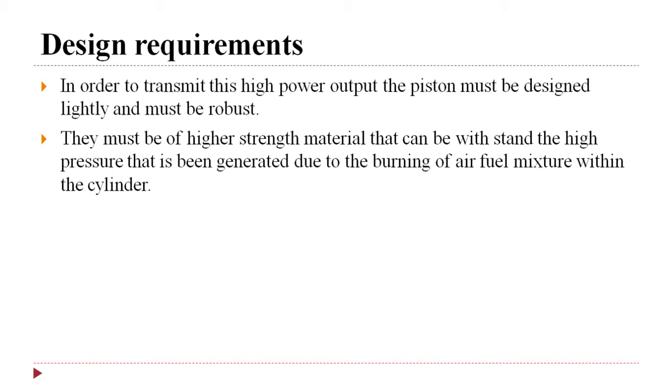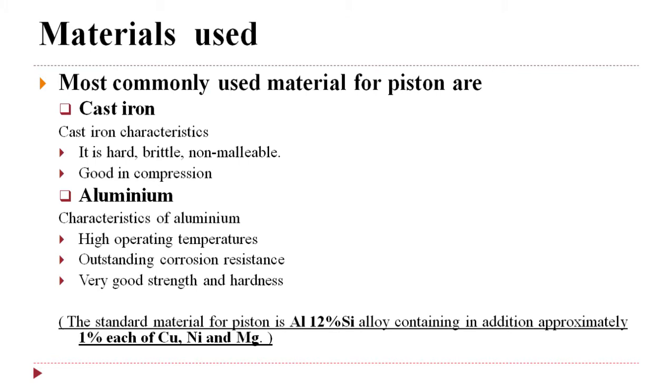The next step is material used. Most commonly used materials for pistons are cast iron. The properties of cast iron are like it is hard, brittle, non-malleable, good in compression. And aluminium. About aluminium, it has high operating temperature, outstanding corrosion resistance, very good strength and hardness.